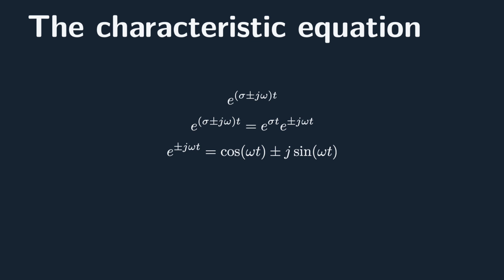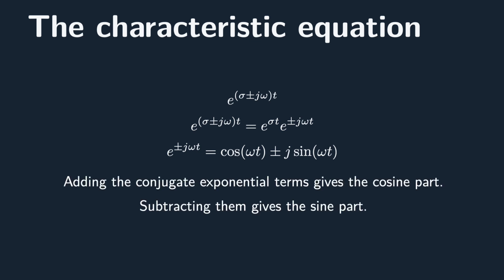The j sine omega t term does not mean the real valued response is imaginary. Because complex roots come in conjugate pairs, the conjugate exponential terms are taken together. Adding them gives the cosine part, and taking their difference gives the sine part. This is why the final real valued response involves sine and cosine terms.